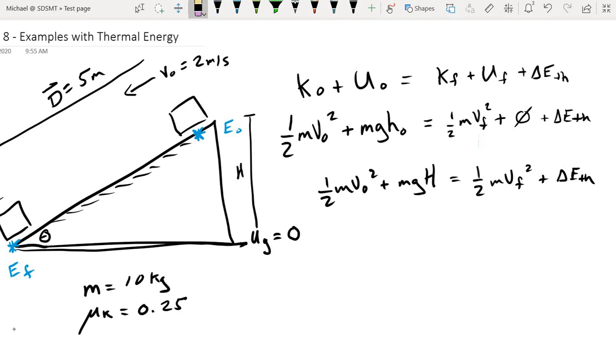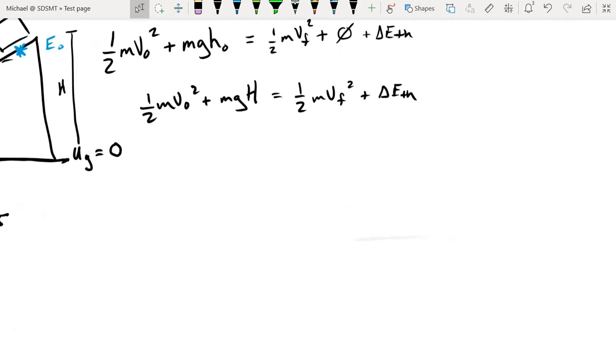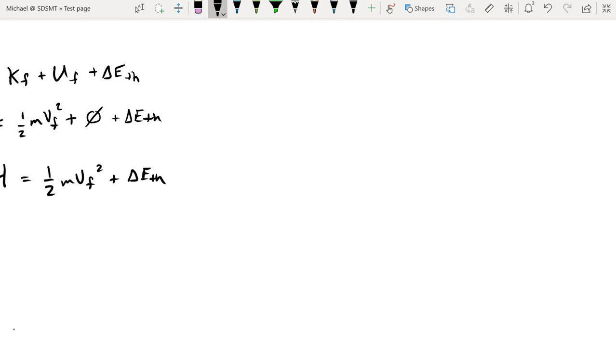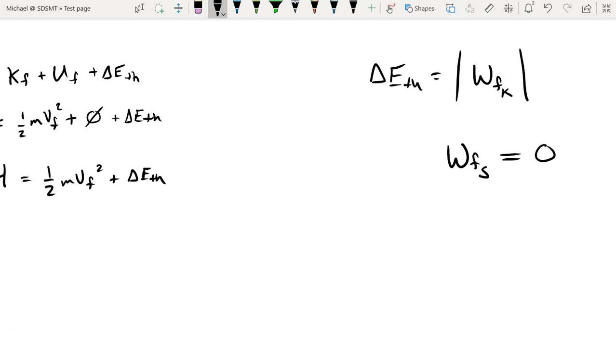In our previous video, we said that the amount of thermal energy that is generated by a friction force will equal the absolute value of the work done by that friction force. And this has to be a kinetic friction force. Static friction will not do work. Okay? Static friction always does work of zero.